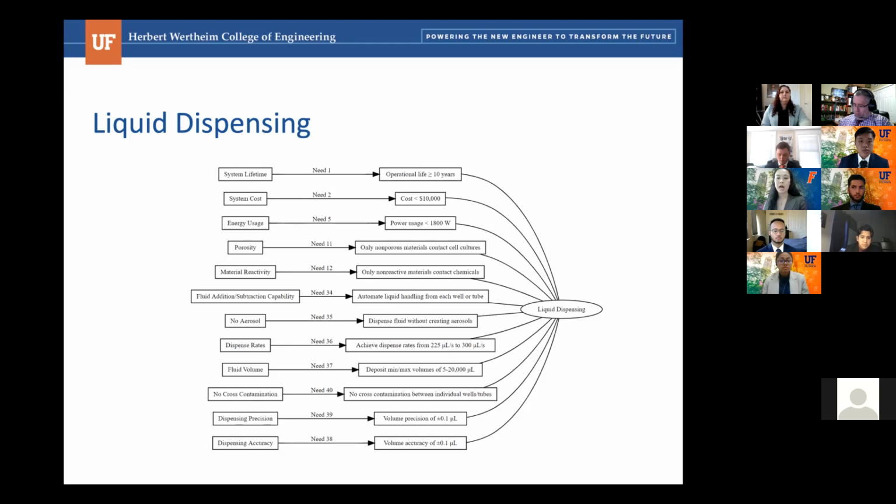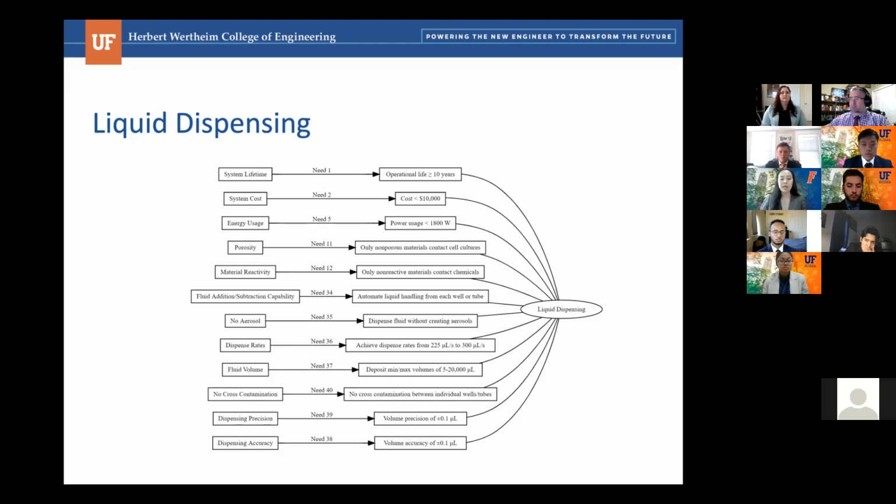Fluid addition and subtraction capability is autonomously controlled through a NEMA 17 motor in conjunction with a position sensor. For no aerosol and dispense rates, motor specifications were referenced to ensure that it can achieve both the minimum and maximum dispense rates specified in the customer needs, and the volumetric flow rate was referenced to ensure that no aerosols would be created. For fluid volume, the disposable pipette tip attached was a 5,000 microliter disposable pipette tip, which can deposit both the minimum and maximum fluid volumes needed.